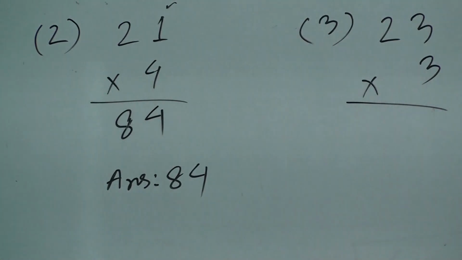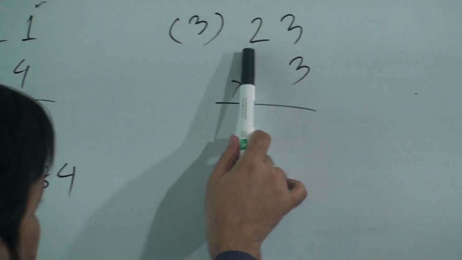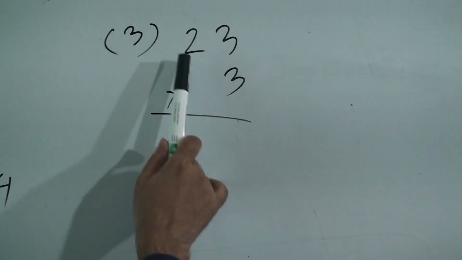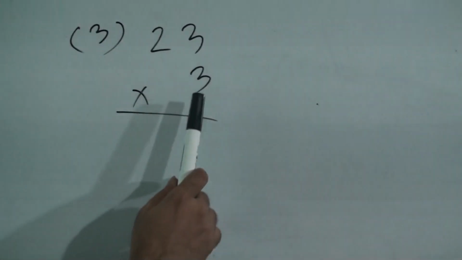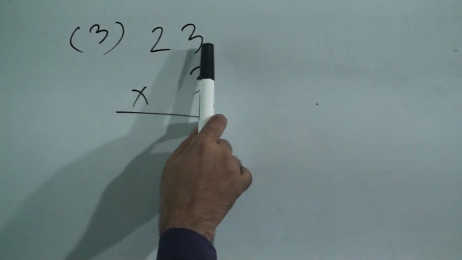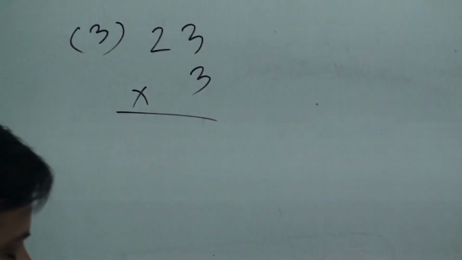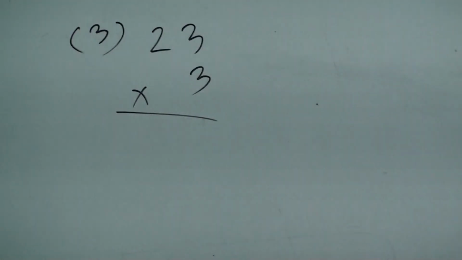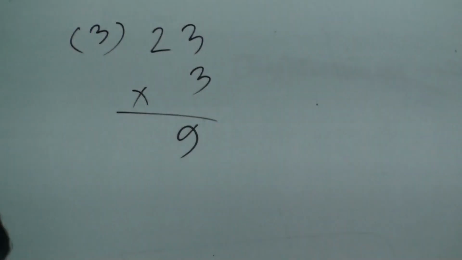Okay dear students, now go to the next question, question 3. We need to multiply 23 by 3. Say the times table of 3 up to 3 at first, as 3 is in ones place. So 3 zeros are 0, 3 ones are 3, 3 twos are 6, 3 threes are 9. So we can write here 9.